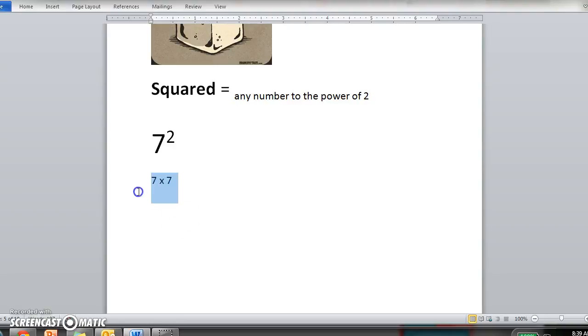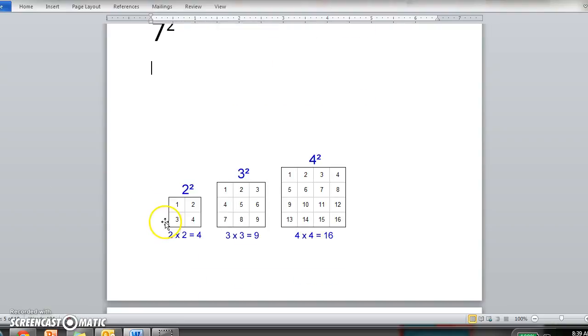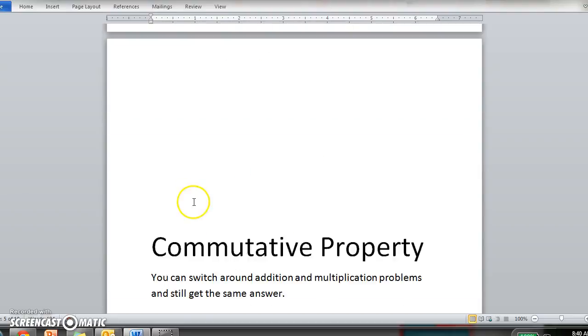All right, so if we look down here, the reason why it's called squared is 2 squared. Well, I have 1, 2. See how they're measured in squares? This is called area. Area is always measured in squares here. So when we measure area, you use squared.